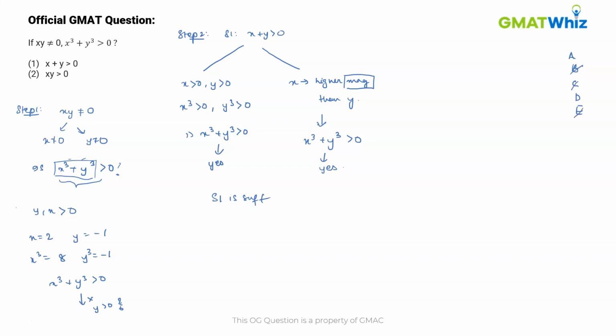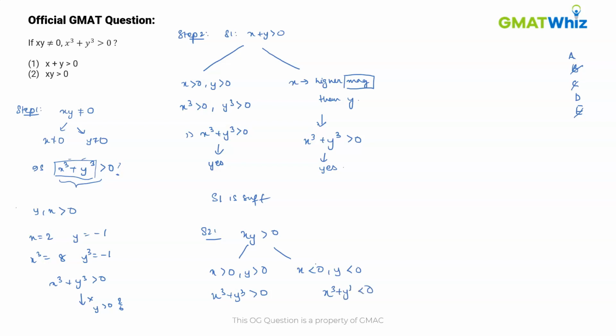and E. We now check the sufficiency of statement 2. In statement 2 we have that xy is greater than 0. Now there can be two cases where the value of x is positive and value of y is also positive, or the value of x is less than 0 and value of y is also less than 0. So in the first case we will have x cube plus y cube to be greater than 0, and in the second case we will have x cube plus y cube to be less than 0.